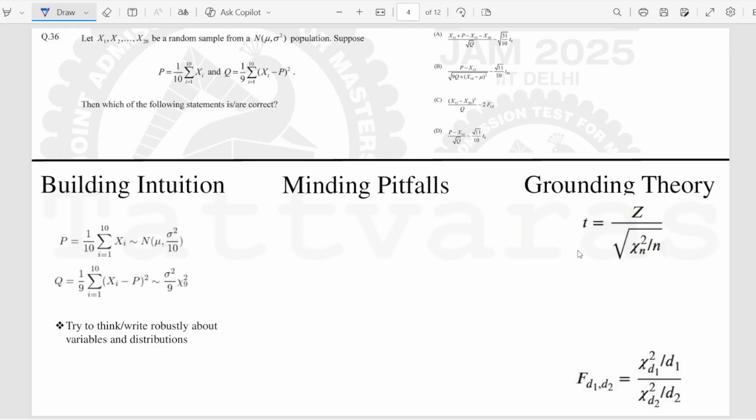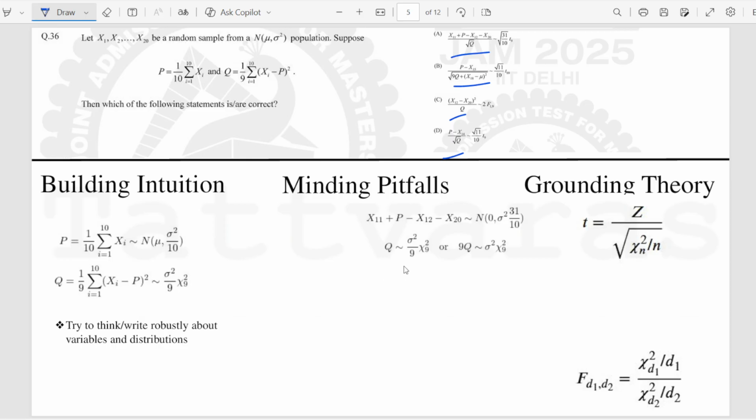Now, this is the student's t distribution, where if we have two independent variables, this is standard normal distribution and this is chi-square with n degrees of freedom, then if we have a structure like this, it follows the student's t distribution. And if we have two independent chi-square variables with d1 and d2 degrees of freedom, scaled by their degrees of freedom, and the ratio is taken, then it follows the F distribution, Snedecor's F distribution.